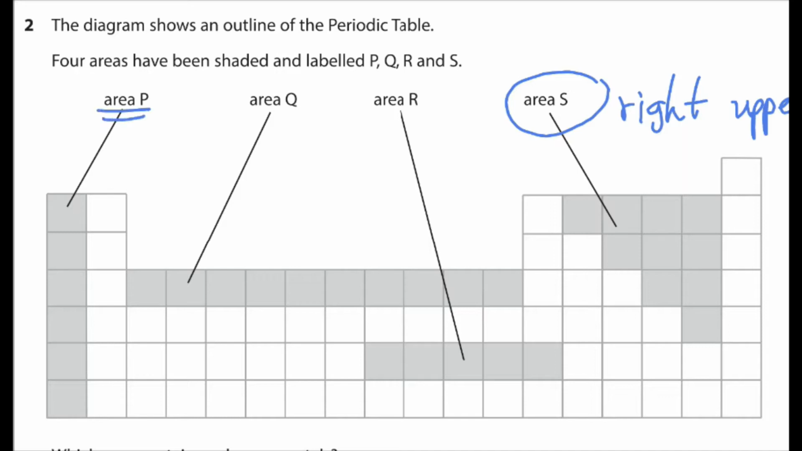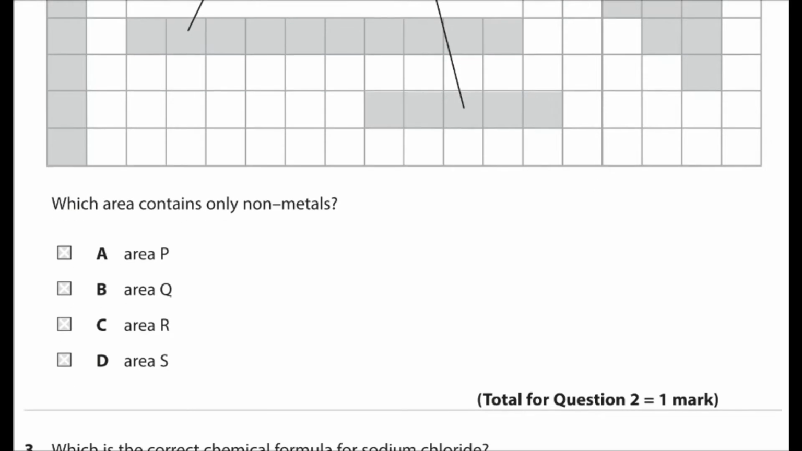Area P, if we discuss, those are the alkali metals. This group is alkali metals. And this area Q contains transition metals. This whole block is transition metals. And area R also has metals. And the answer is area S.